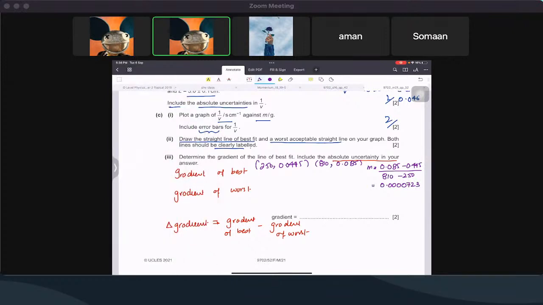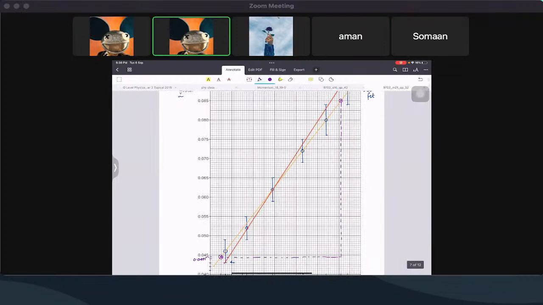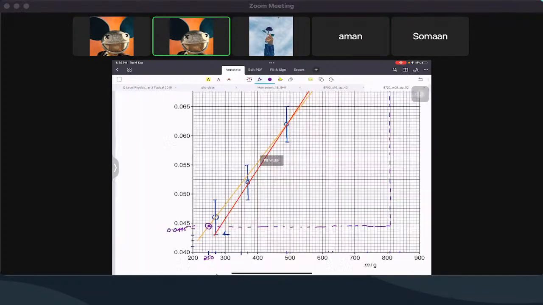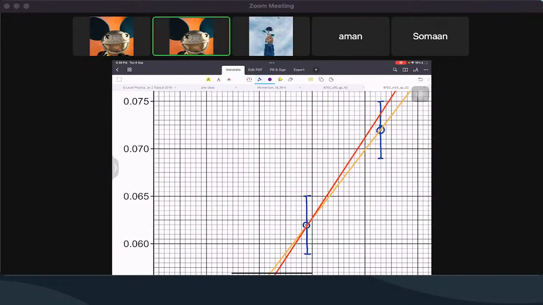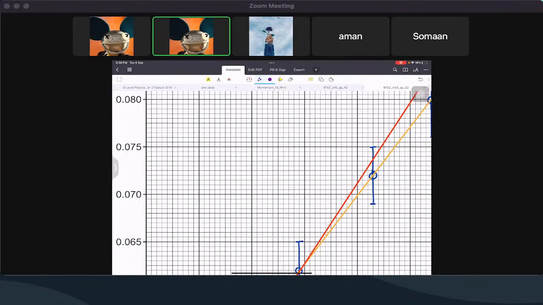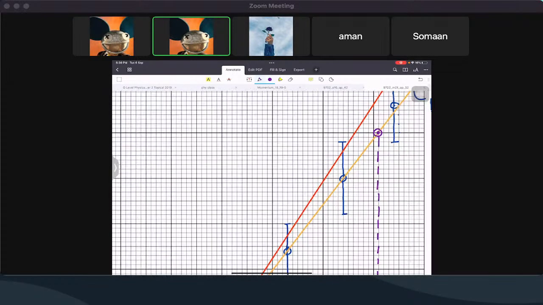Now what you're going to do is find the gradient of the worst fit line. For the worst fit line, again the same method. You're going to take 2 points on the worst fit line. I like this point, and I like, say, a very far off point, somewhere that is easier to take. Okay, I like this point.